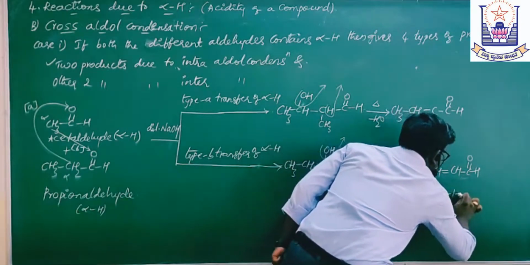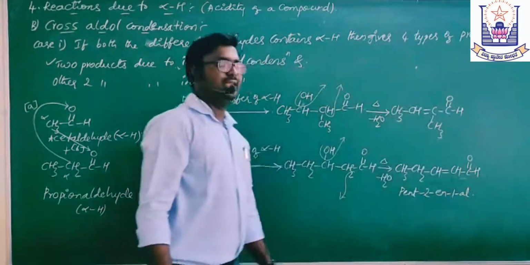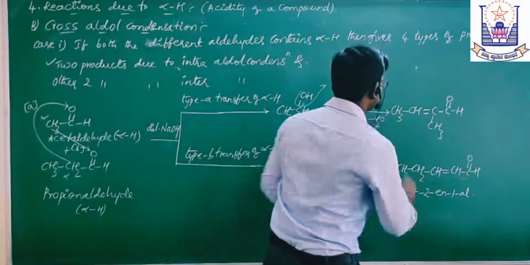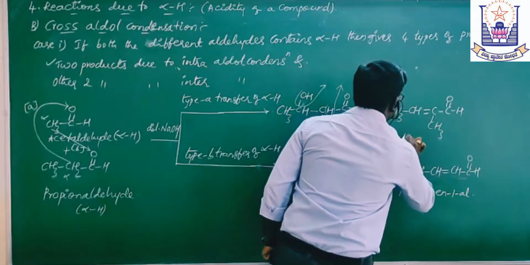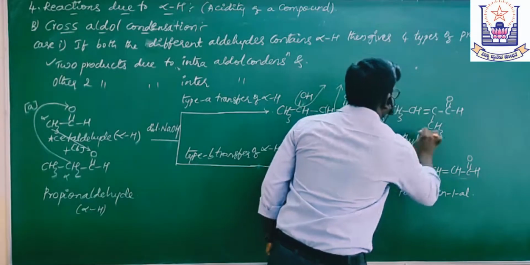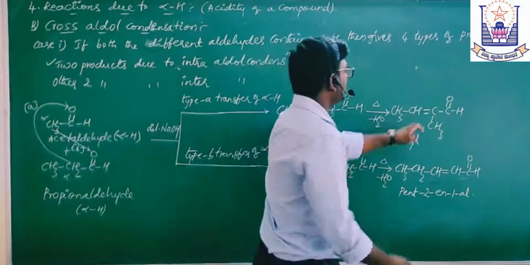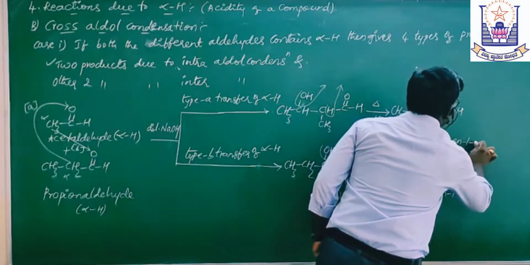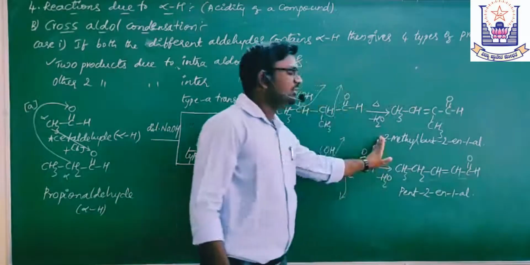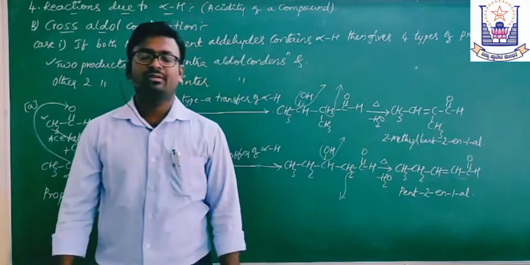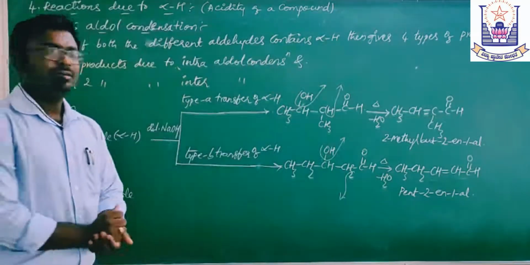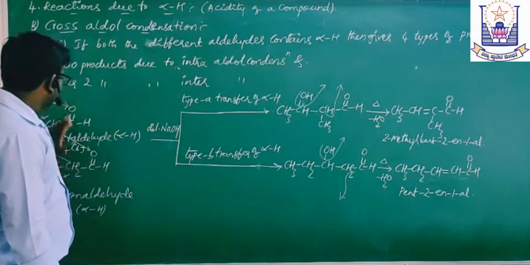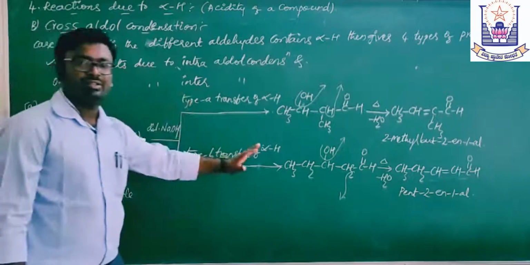Pent-2-en-1-al. This is what? 1, 2, 3, 4. So this is 2-methyl butene. So this is a different product, this is a different product. So here totally we are getting two products due to inter-aldol condensation.